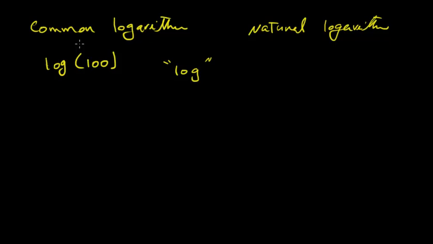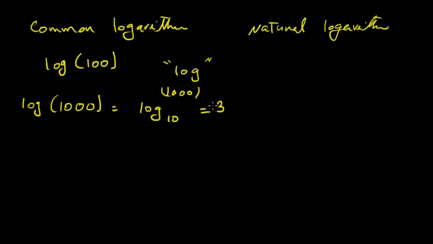It means how many times you need to use 10 in a multiplication in order to get a desired number. Let's say we have log 1000. It means log base 10 of 1000, which equals 3. Whenever you see log x without a base, you know that the base is 10. So if you see log 100, log 1000, you automatically know that it is the common logarithm and the base is 10.